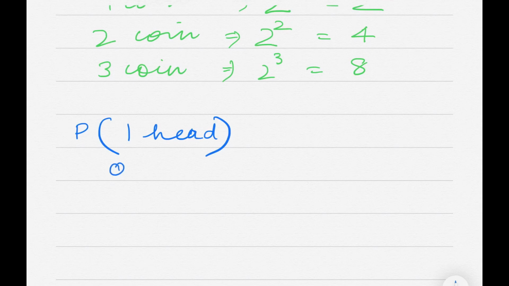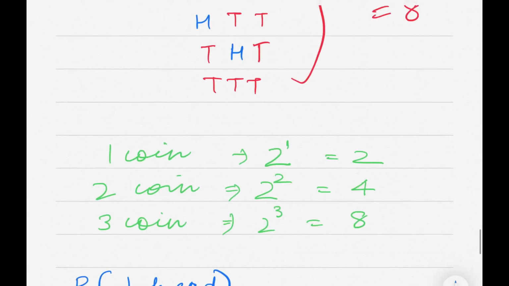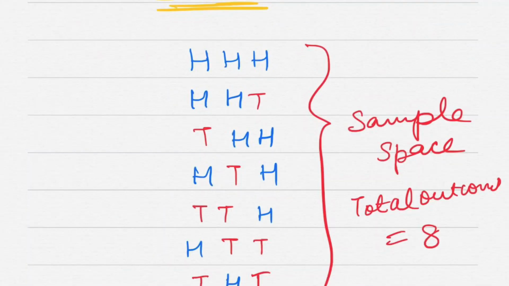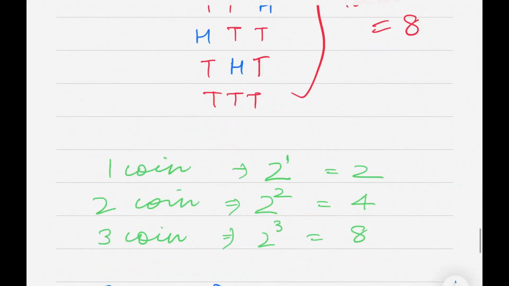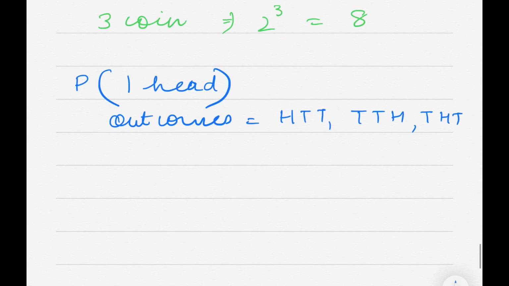So we have one head, and my outcomes will be head, tail, tail, or tail, tail, head, or tail, head, tail. These are the only 3 outcomes for exactly one head. So one head is here, here, here, right? So 3 outcomes. The probability of this event will be 3 by 8, because we know the formula we have discussed. 3 are my favorable outcomes and 8 are the total outcomes.